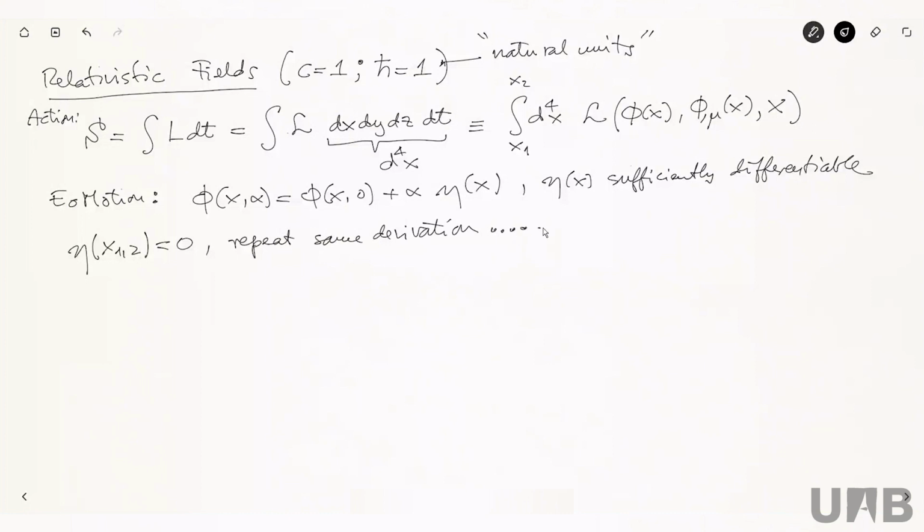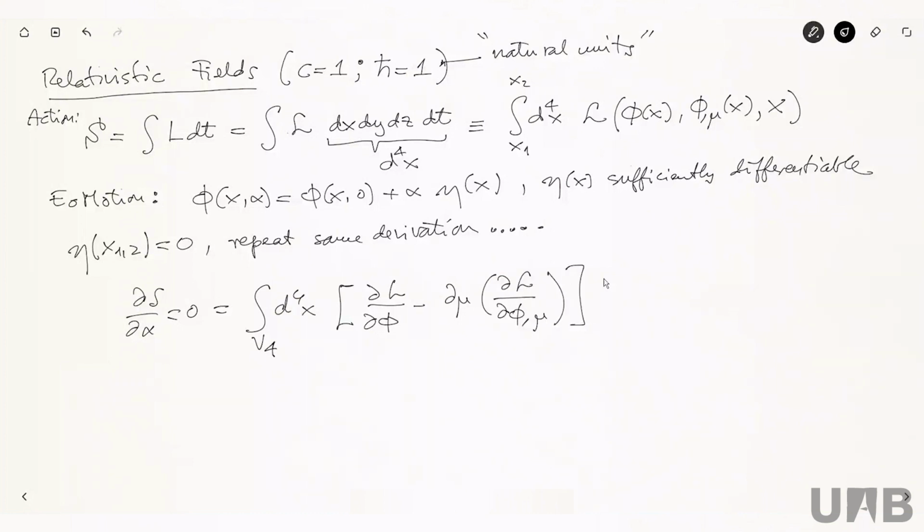And after we do the usual manipulations, we end up where? So δS/δα = 0 is going to be the integral d⁴x over this four-dimensional volume that we have now of ∂L/∂φ − ∂_μ(∂L/∂φ_,μ) times η(x) equals 0.